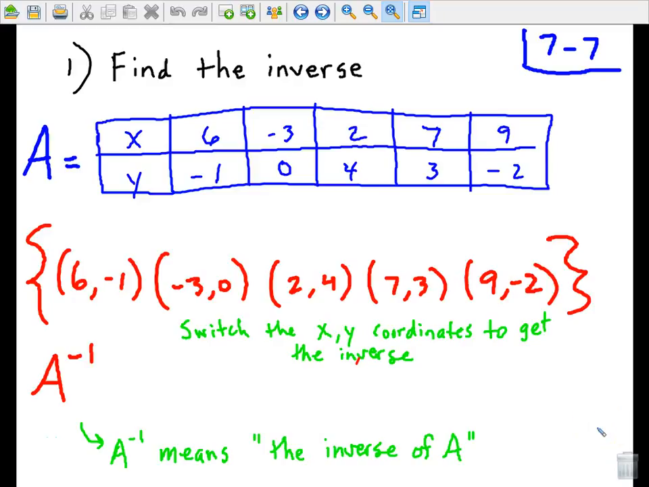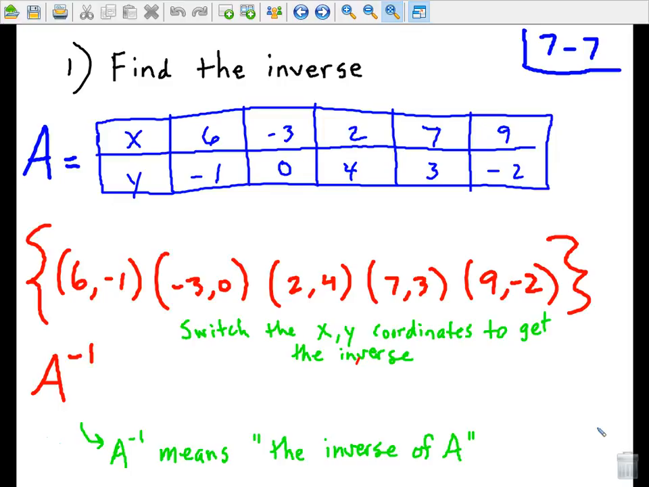This topic today is section 7.7 in your textbook, and it's on inverse relations and functions. And I want to use this first slide as a way to introduce today's lesson and give you a taste for what we're going to be doing in the slides to follow.